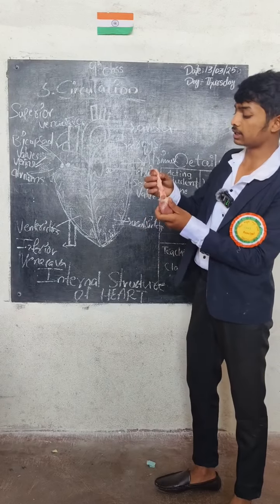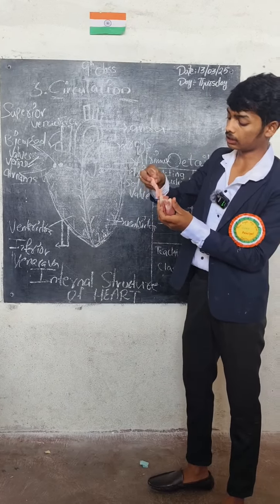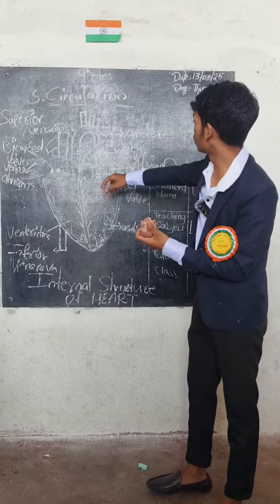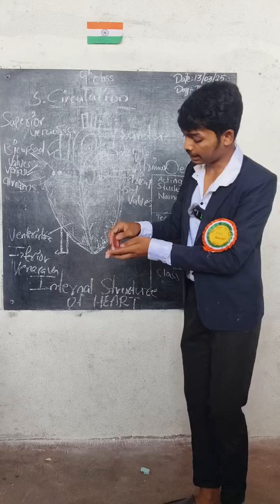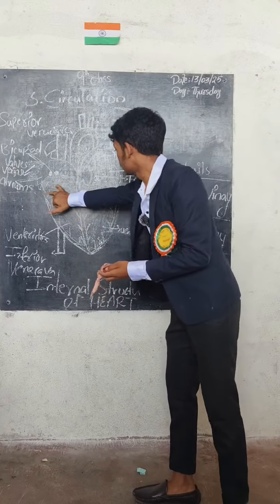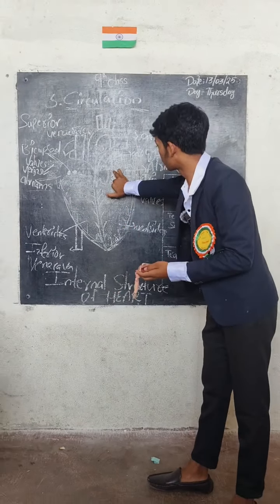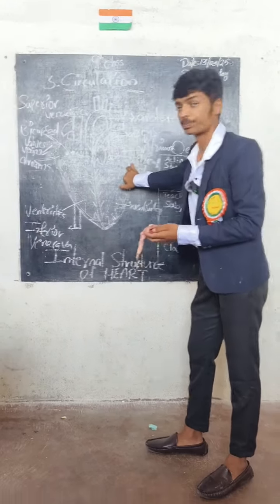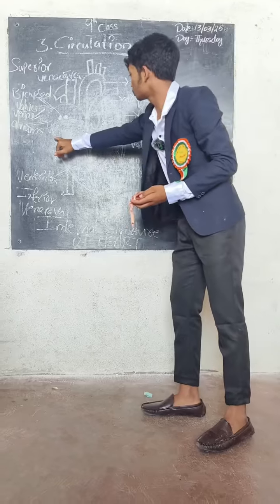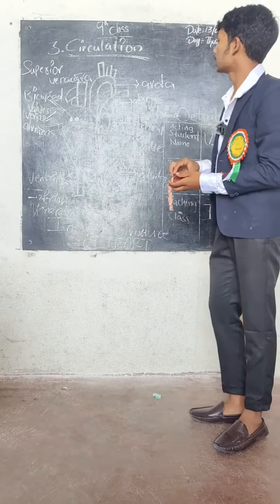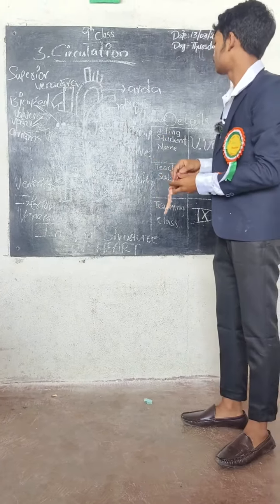This is the largest artery in our heart. That is called aorta, which I wrote here. Then inside, there is a dividing part which divides the upper part and lower part. This is called septum, which is dividing the ventricles. This septum is dividing the 2 parts.